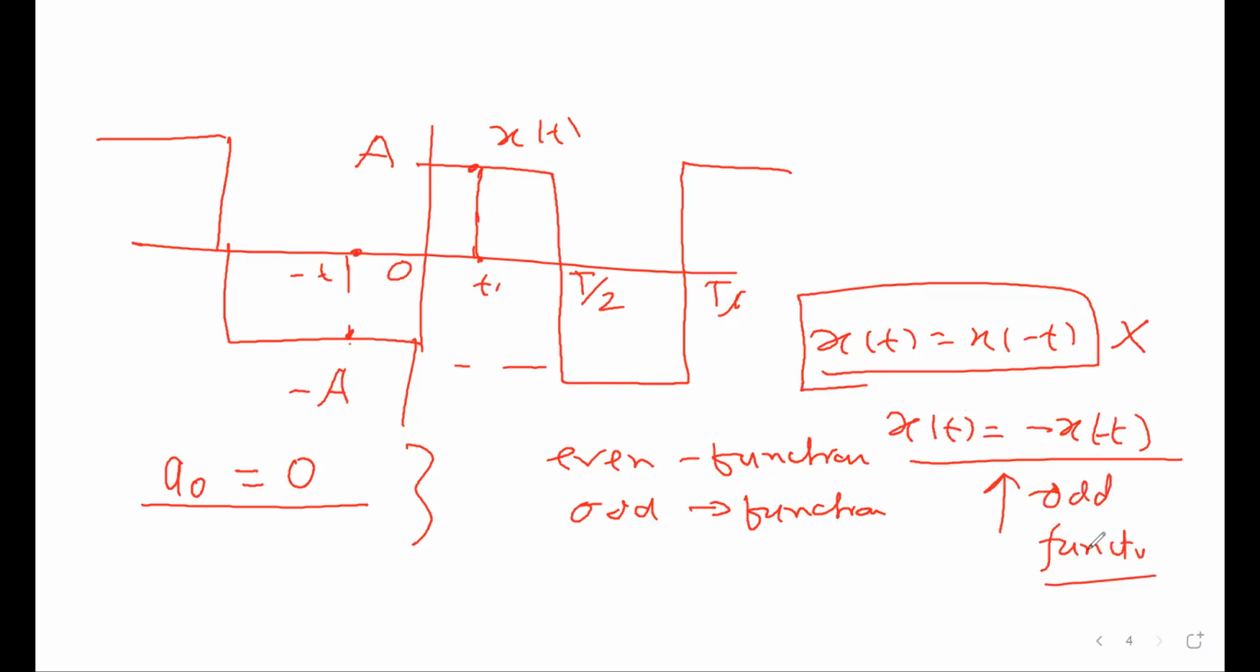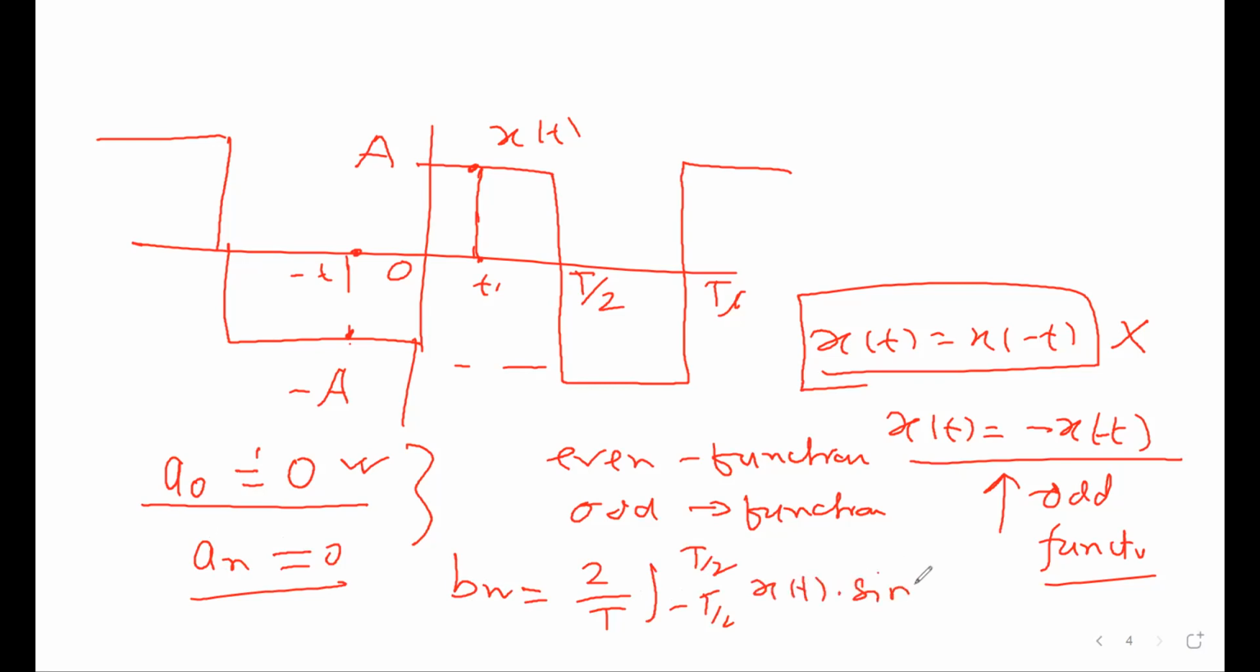Now, if you have an odd function, then a0 doesn't exist. A0 would be simply equal to 0. Then your an is also equal to 0. Okay, you will have only bn. That means your bn is equal to 2 divided by T, integration from minus T by 2 to T by 2 of x of t into sine n omega 0 t dt. Your omega 0 is equal to 2 pi over T.